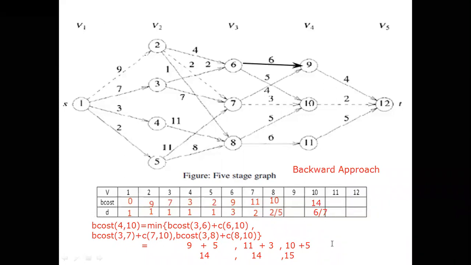6/7. I hope it's clear. I will adjust that value. Now 9 I will write directly. 9 it will come as 15, and its D value is 6/7.